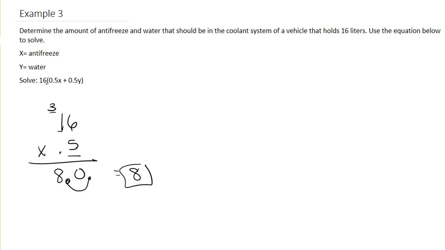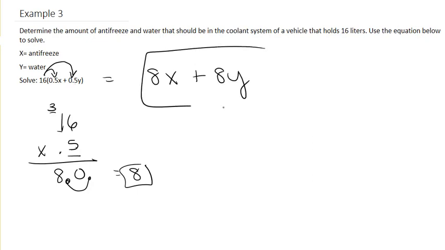So now we have to multiply the 16 by this 0.5x, and then 16 times that 0.5y. So therefore, 16 times 0.5x is equal to 8x. Then 16 times 0.5y is equal to 8y. And this would be our solution to this problem, as we will need 8 liters of antifreeze and 8 liters of water. So let's do one final example.